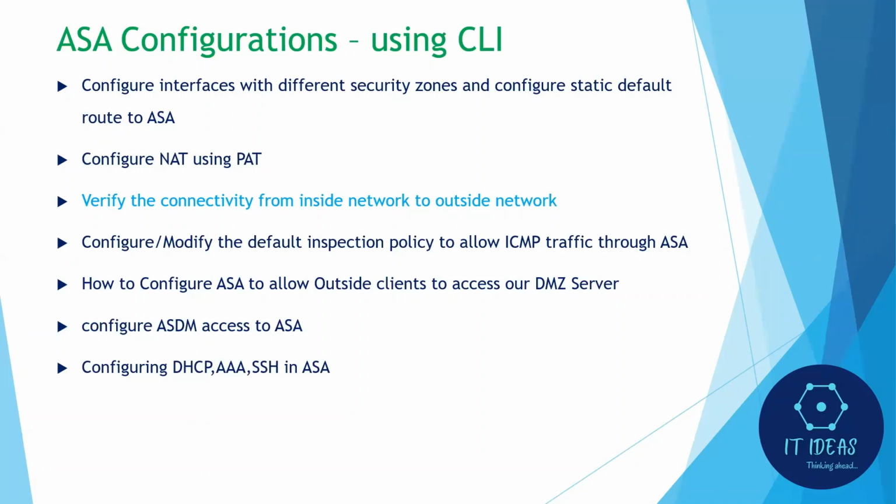We will see how to configure or modify the default inspection policy to allow the ICMP traffic through ASA. Also, we will see how to configure ASA to allow the outside clients to access our DMZ server. Also, we will configure ASDM access to ASA. We will also configure DHCP services and AAA SSH in ASA.